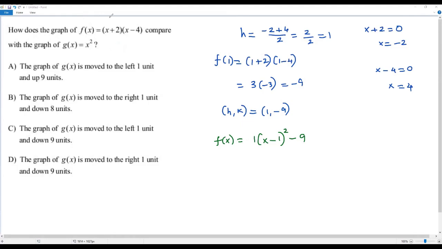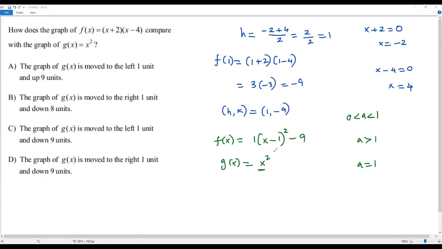Okay, now we have to compare the parent function of quadratic, that is g of x equals x square, with this f of x. In factor form, the value of a represents a vertical stretch or compression. When the value of a is between 0 and 1, it is a vertical compression. If a is greater than 1, it's a vertical stretch. But if a equals 1, there is no vertical stretch or compression. In the given quadratic function f of x, since the value of a is 1, there is no vertical stretch or compression.